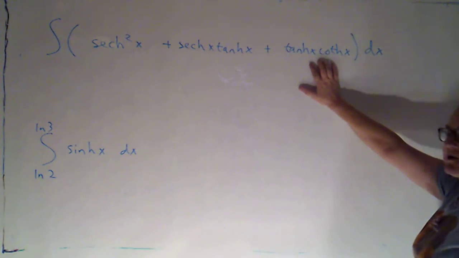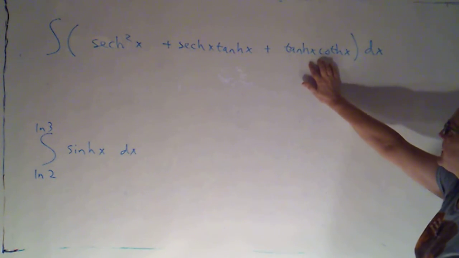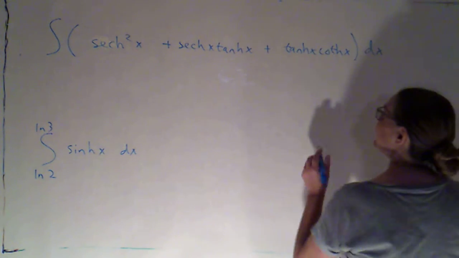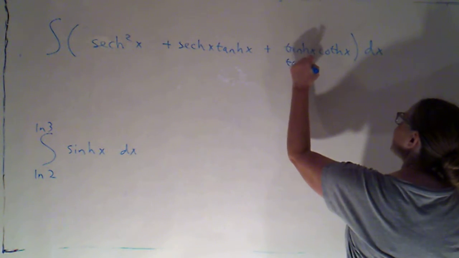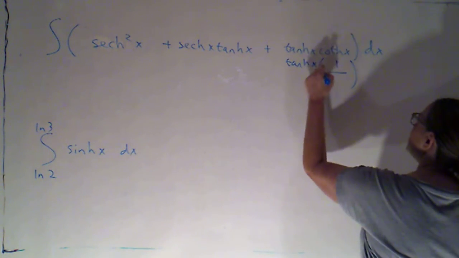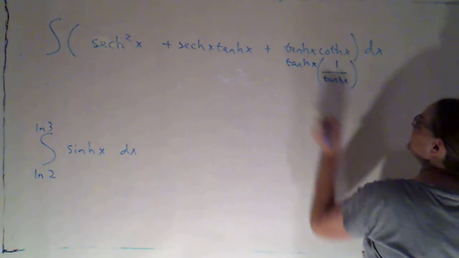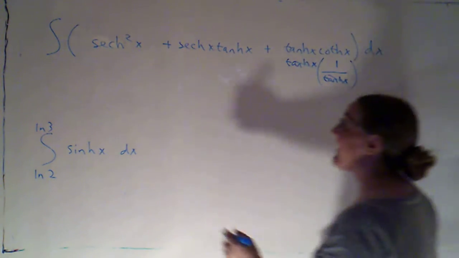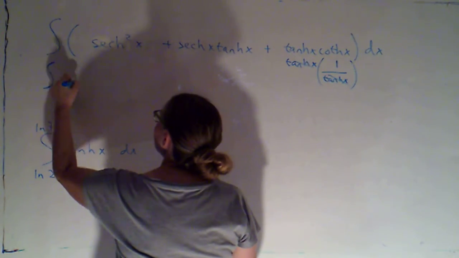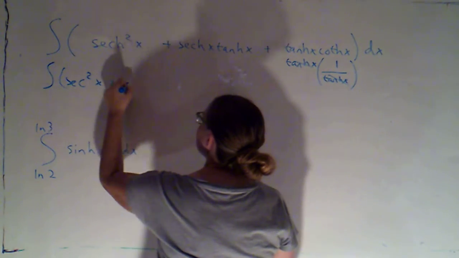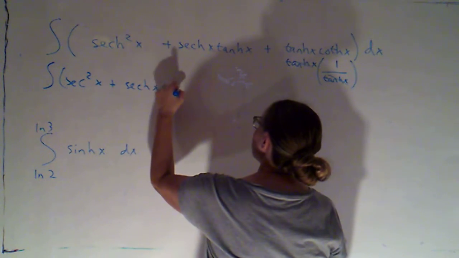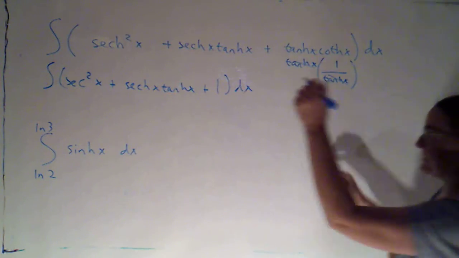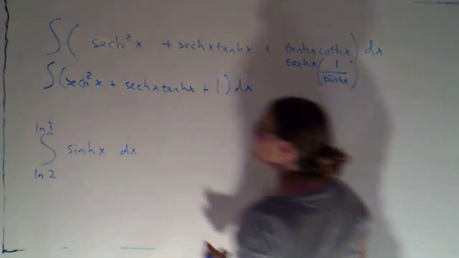This is the one piece that I don't recognize as a derivative. But I do recognize that this simplifies very nicely, because notice that tanh x times cotanh x, by definition, is the reciprocal of tanh x. So this is just 1 in disguise. So we're actually integrating sech squared x plus sech x tanh x plus 1 dx. Whoops, not secant, sech. Okay.